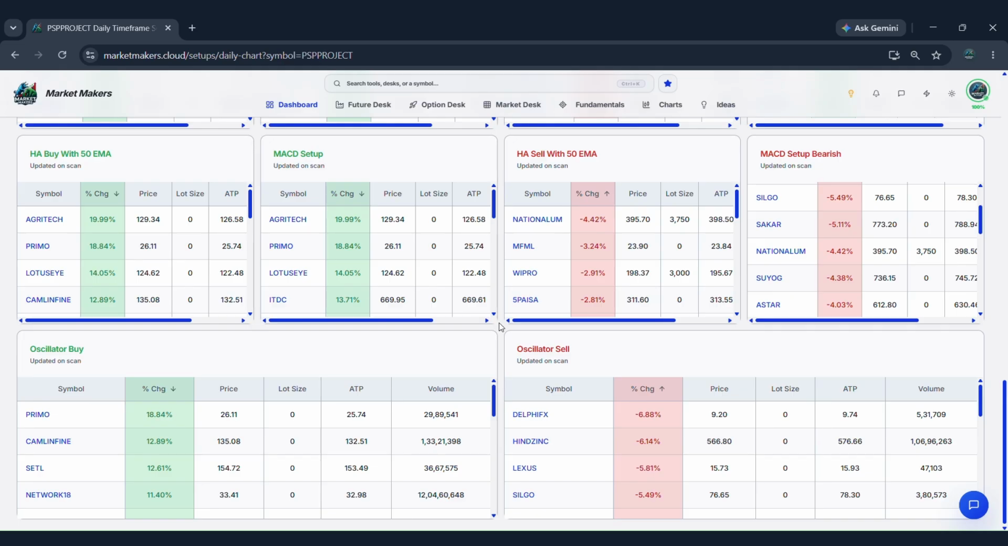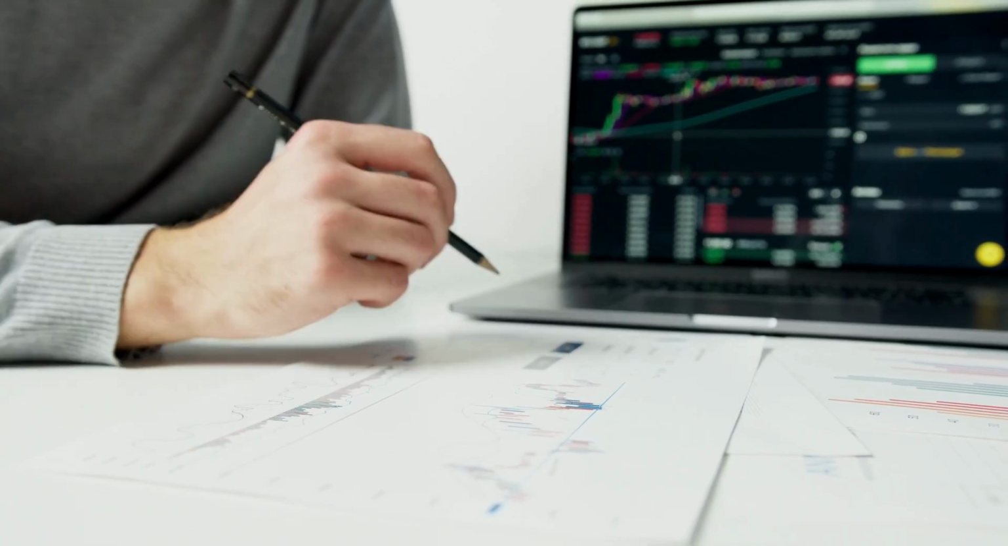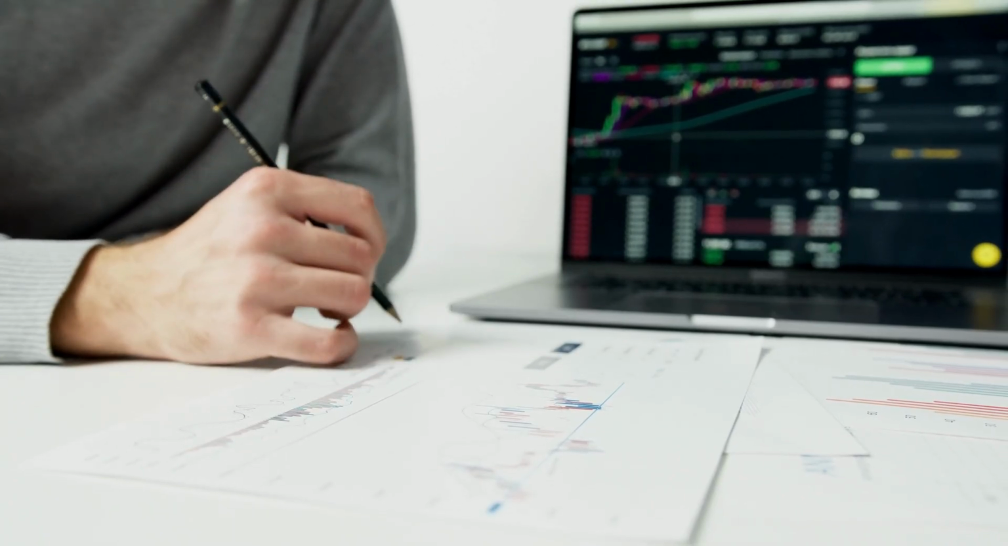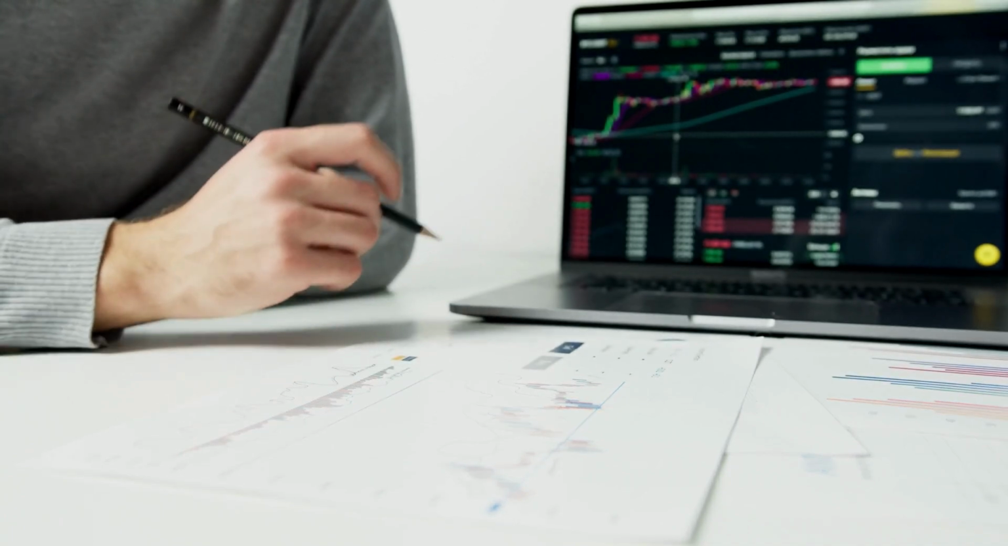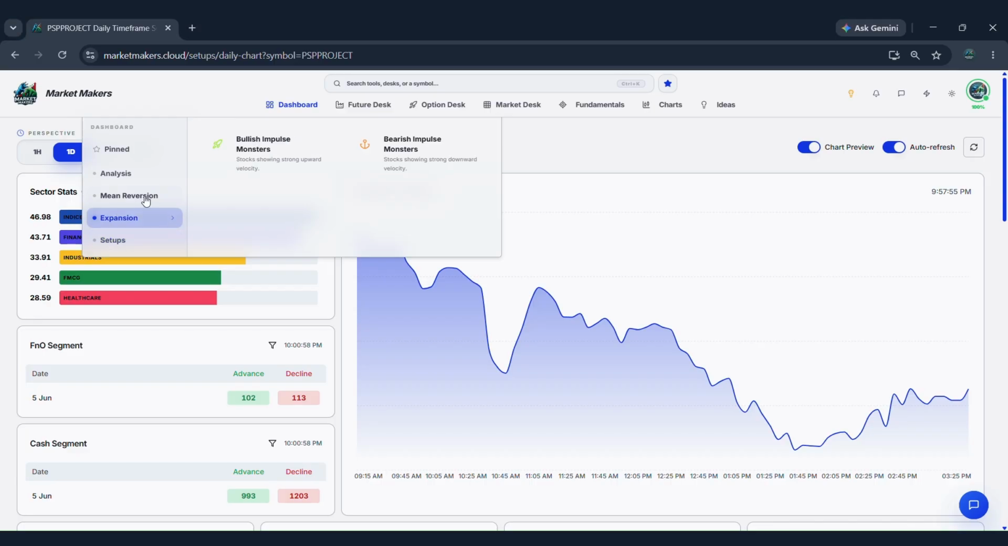Now, understand something very important. We study all these conditions extensively and then search the best possible setups for you. The goal is simple: you choose from the best, not from random charts. Now remember the drop-down at the top? This is where things become even more powerful. Inside the drop-down, you'll find time frame setups, Heikin Ashi, expansion, mean reversion, analysis session, and much more.